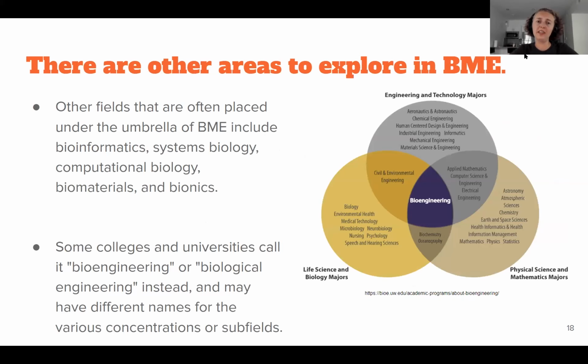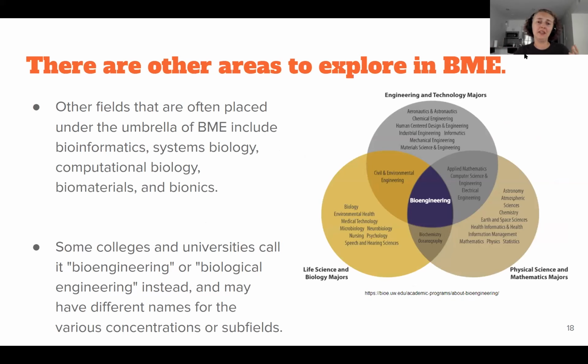And then just briefly, there are plenty of other areas to explore in BME. These are not the only 4 subfields. There are plenty of other subfields that I didn't have time to go into today. But just to give you an idea, in case you run into these or you hear about these terms, things like bioinformatics and systems biology. There's a lot being done in that area right now.